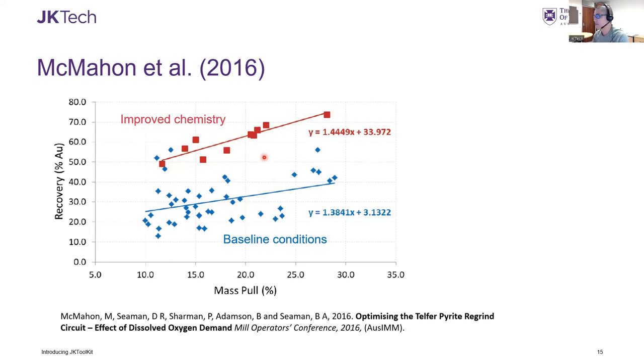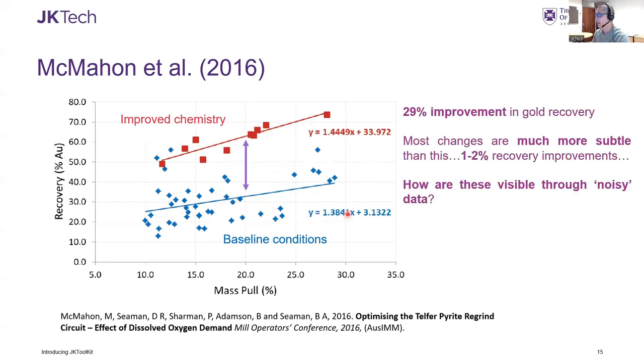However, you can see that the trend for conditions under improved pulp chemistry in red is vertically offset compared to the trend under baseline conditions in blue. And that vertical displacement represents the improvement in gold recovery across all test mass pull ranges. And in this instance was a whopping 29% recovery improvement. So this was a huge win for Michelle and her team. Now, the problem for the rest of us is that for most of our data sets, these types of improvements, if they exist at all, are normally quite subtle, typically in the order of 1% to 2%. And most of the time, these differences, even if they are real, can often be camouflaged by the noise and variability in the data.